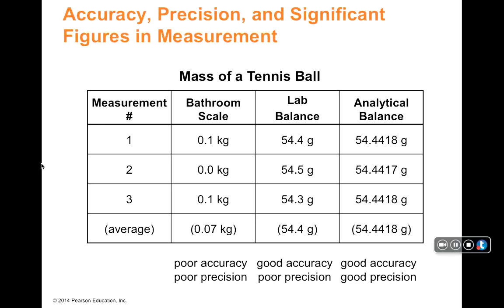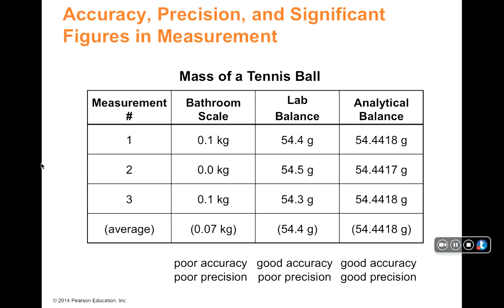If you look at the lab balance, you can see that there's fairly good accuracy, assuming the tennis ball is 54.4 grams or something around that. Each of those measurements comes close to that value. However, if you look at the three, there is poor precision. You have a variance of 54.4 to 0.5 to 0.3.